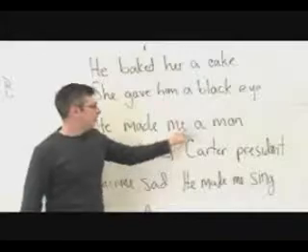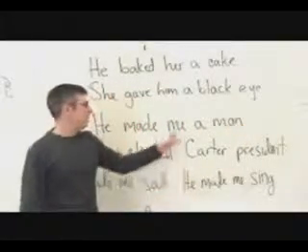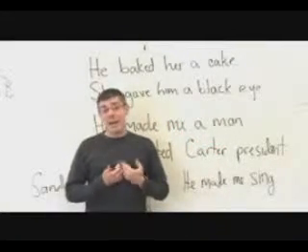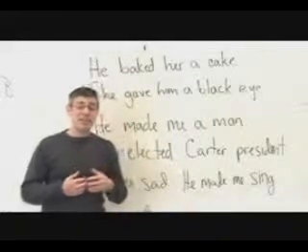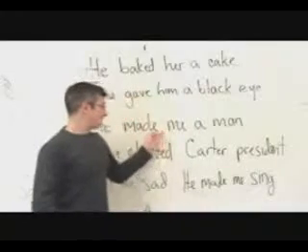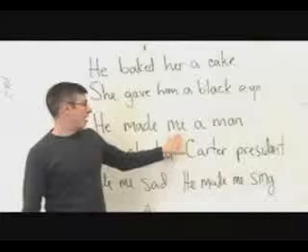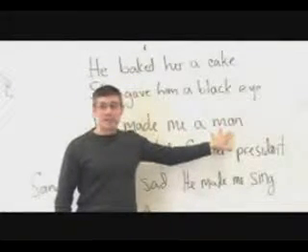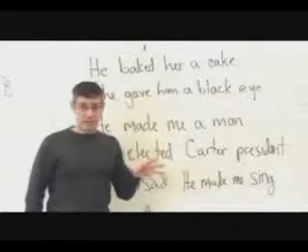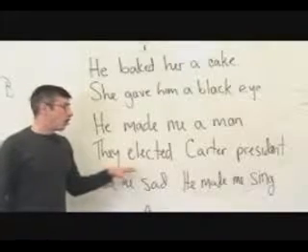So here, this phrase, a man, is the objective complement. The objective complement is a noun or an adjective that is needed to complete the object, the direct object. So he made me a man. So me is the direct object, and a man is the objective complement. Let's look at a few more of these to see how they work. They elected Carter president.